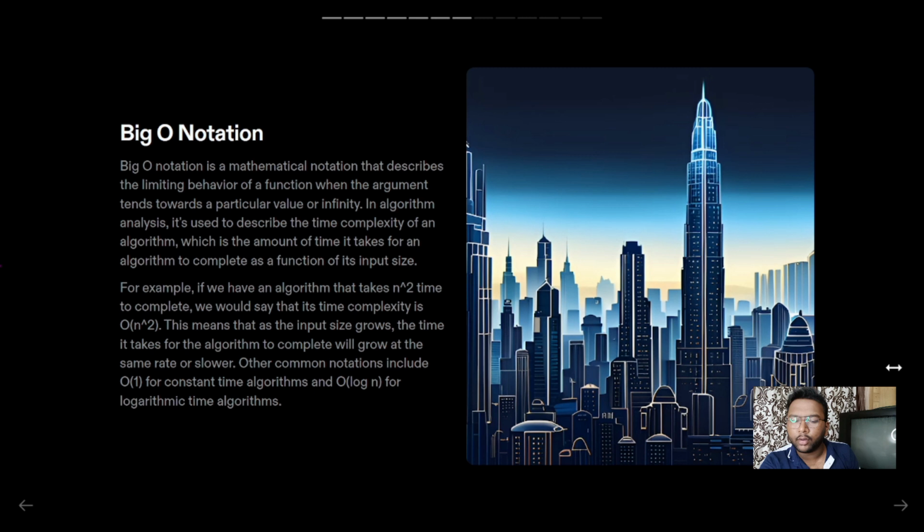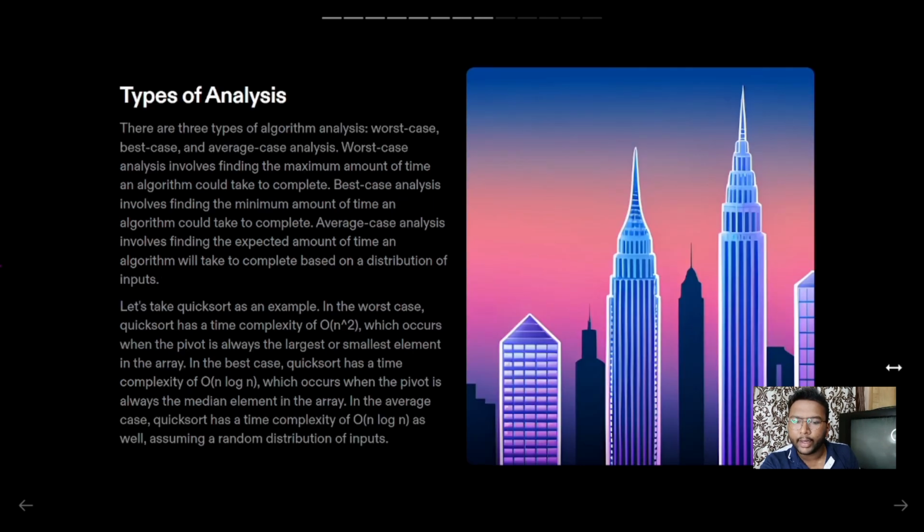Other common notations include O(1) or constant time for constant time algorithms, and O(log n) for logarithmic time algorithms. Types of analysis. There are three types of algorithm analysis: worst case, best case, and average case analysis. Worst case analysis involves finding the maximum amount of time an algorithm could take to complete.